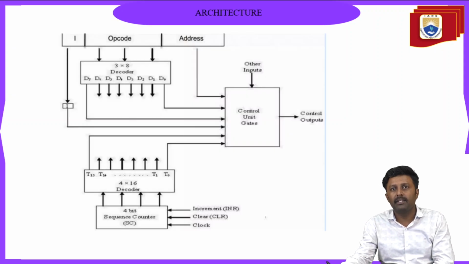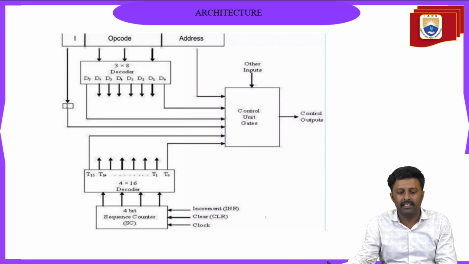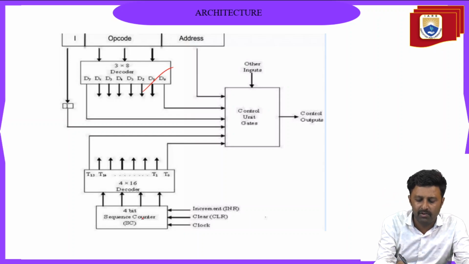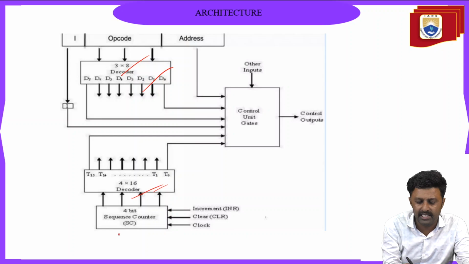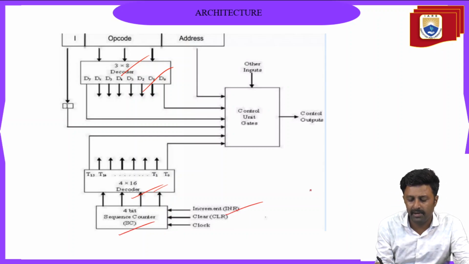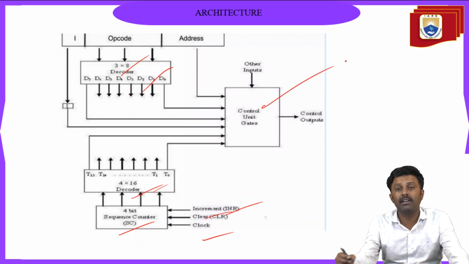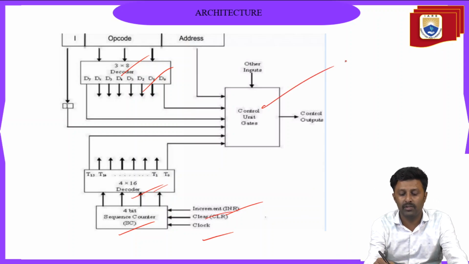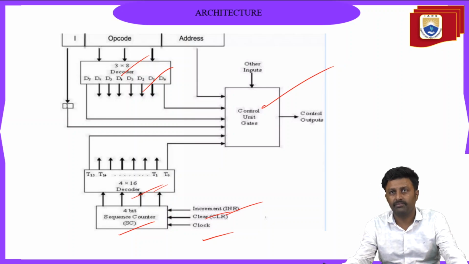So we'll see some of the architecture of the control unit. It consists of two decoders here: a 3:8 decoder and a 4:16 decoder. Here is a 4-bit sequence counter. With this we have an implementation of INR, increment, clear, and the clock. Here is our control unit gate, which is made up of the hardware.